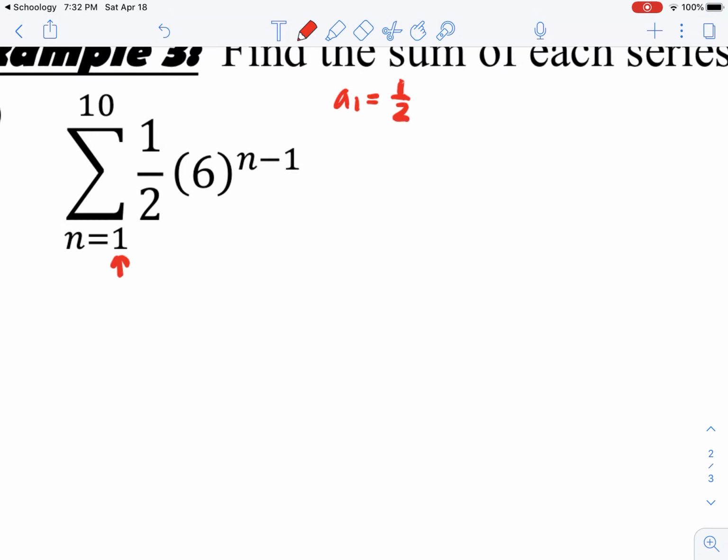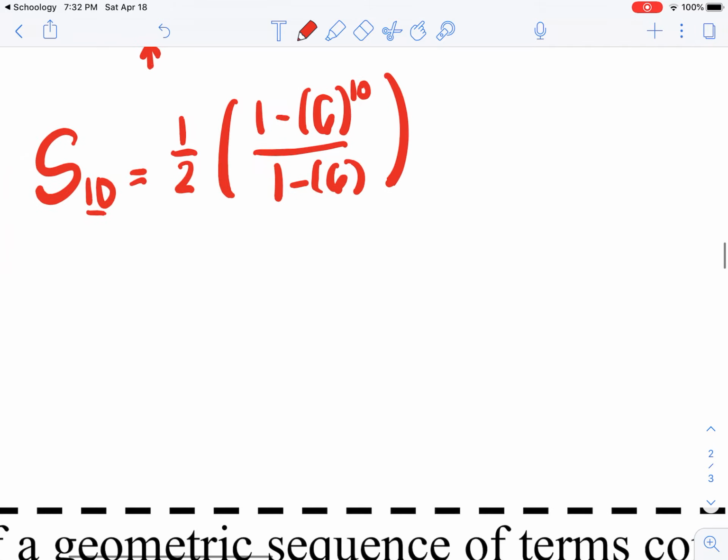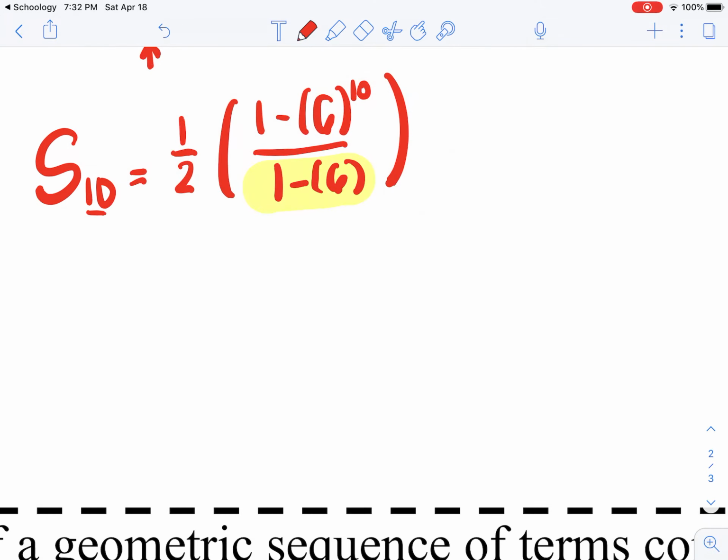Quick way, my first term is 1/2, my ratio is 6, and now I can use my sum formula. I want the sum of the first, and then I see how many terms. I need to plug in 1 through 10, so that's the sum of the first 10 terms. So I use my formula: a sub 1, which is 1/2, times 1 minus my ratio, 6, to the nth power, which is 10, divided by 1 minus 6. I'm going to do the denominator first: 1 minus 6 is -5.